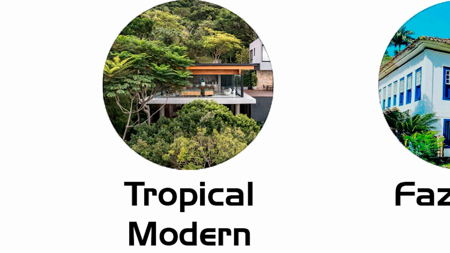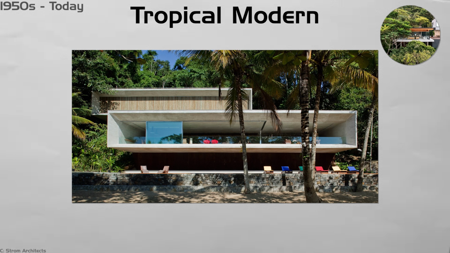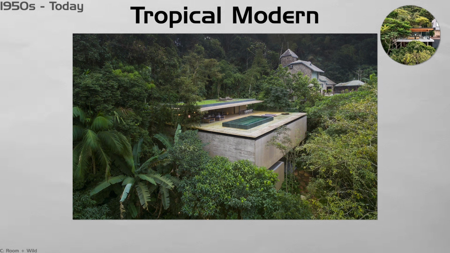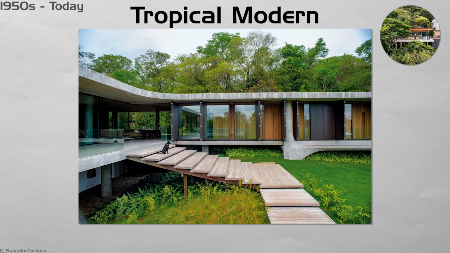Tropical modern. Adapting modernist principles to Brazil's climate, tropical modern houses used wide eaves, breezeways, and shading devices to stay cool. Architects emphasized natural ventilation, local woods, and garden integration. Interiors opened seamlessly onto courtyards or pools, blurring indoor-outdoor boundaries. This style remains influential for comfortable, climate-conscious design, blending modern lines with lush surroundings.